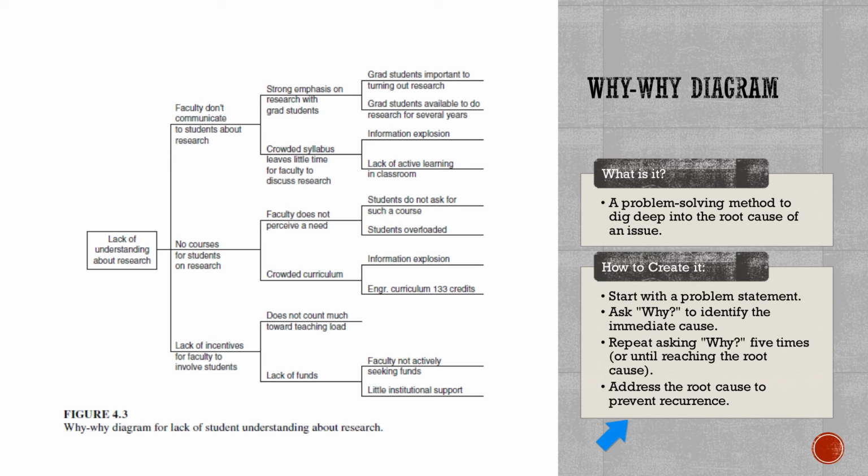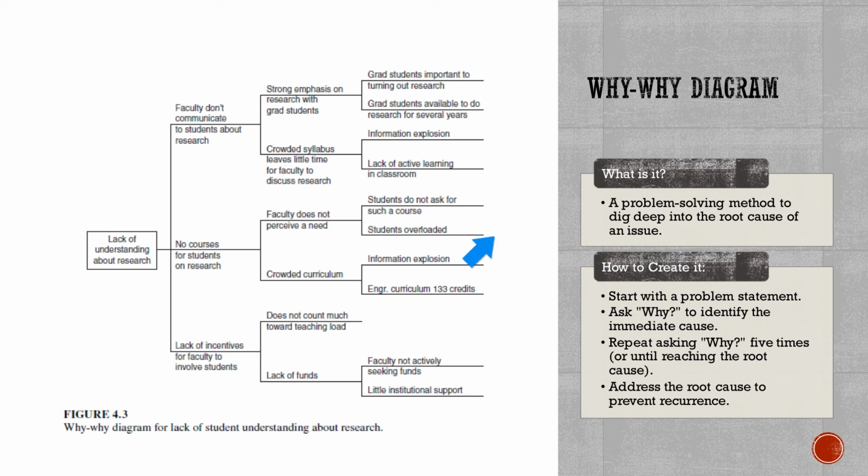Another tool that we can use to identify the real cause of that problem is the Why-Why diagram. So what is the Why-Why diagram? The Why-Why diagram is a problem solving method to dig deep into the root cause of an issue. So how to create the Why-Why diagram is to start with the problem statement. So here is your problem statement. Let's say lack of understanding about research. So this is an example of a problem statement.